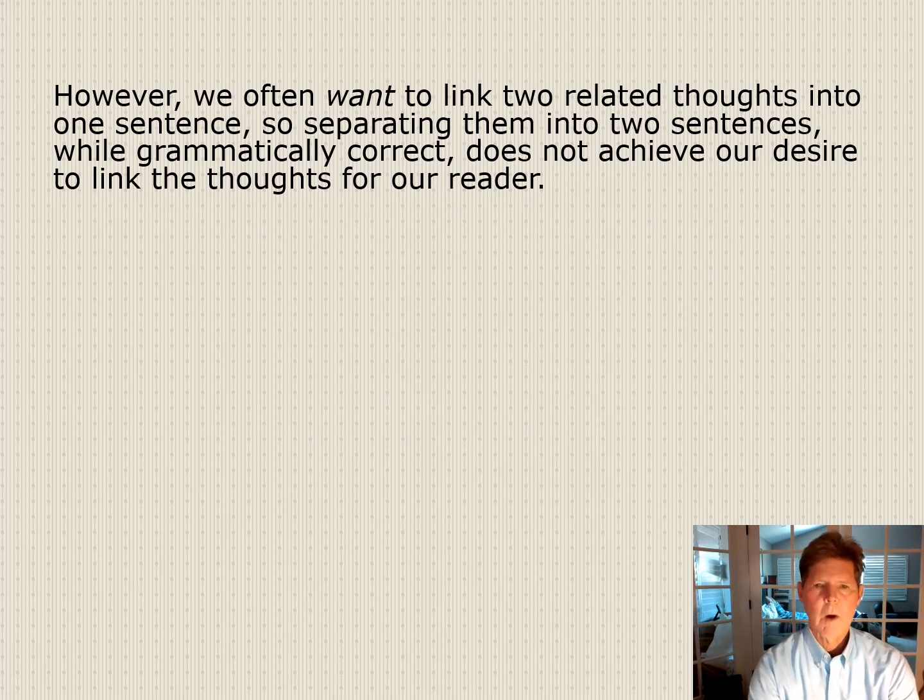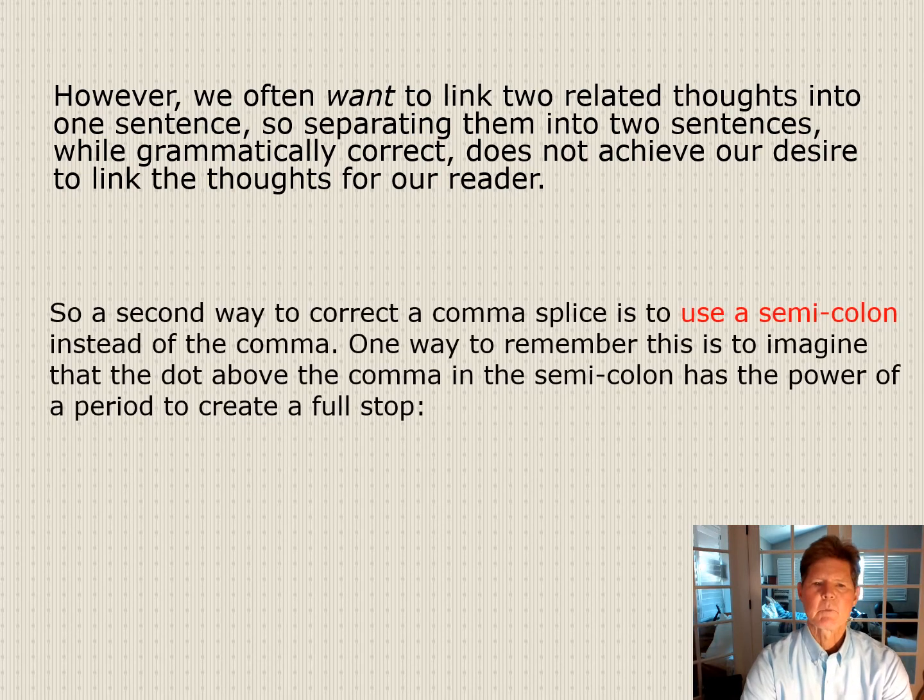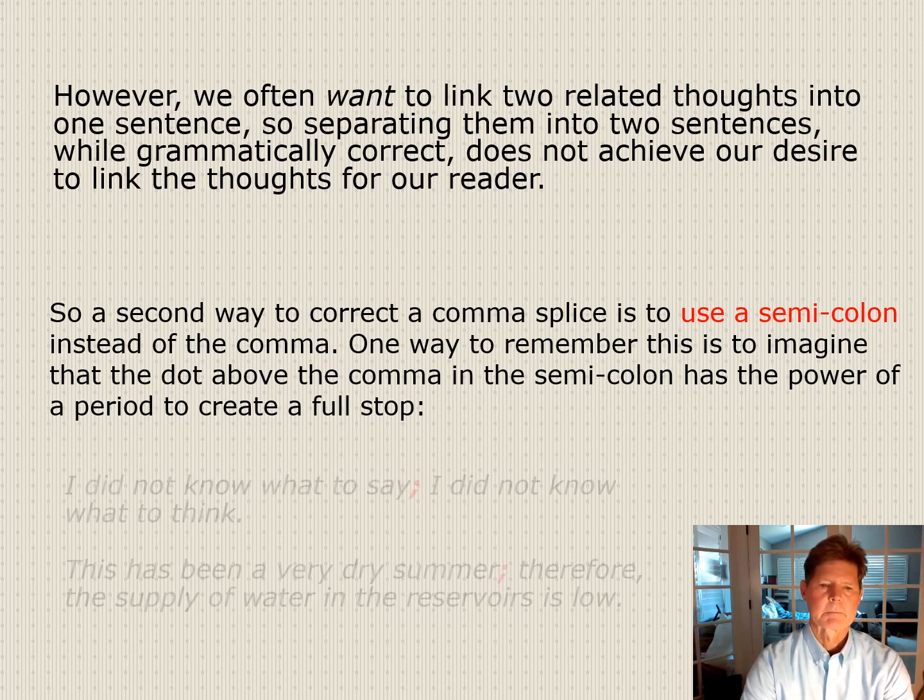However, we often want to link two related thoughts into one sentence. So separating them into two sentences, while grammatically correct, does not achieve our desire to link the thoughts for our reader. So a second way to correct a comma splice is to use a semicolon instead of a comma. One way to remember this is to imagine that the dot above the comma in a semicolon has the power of a period to create a full stop.